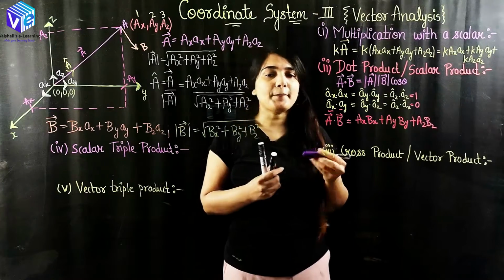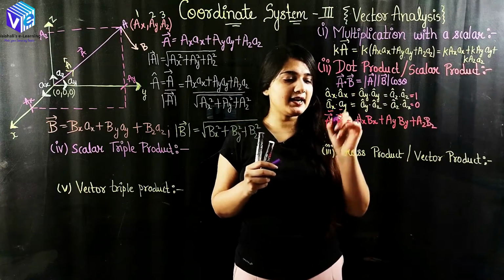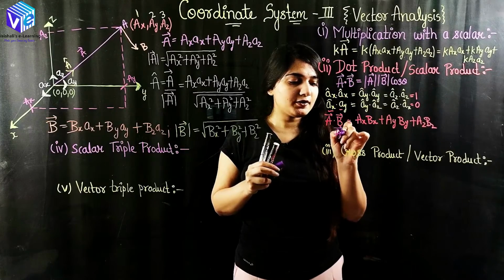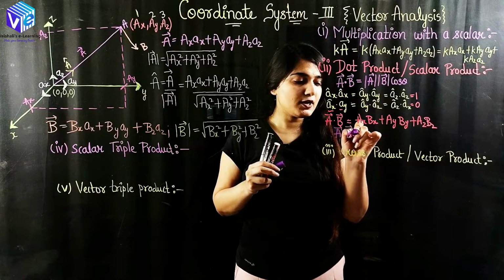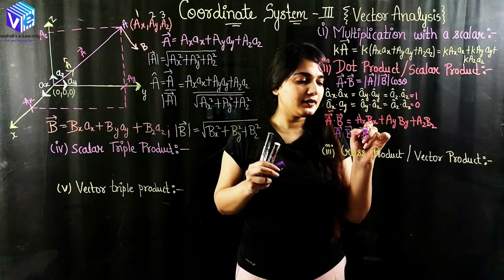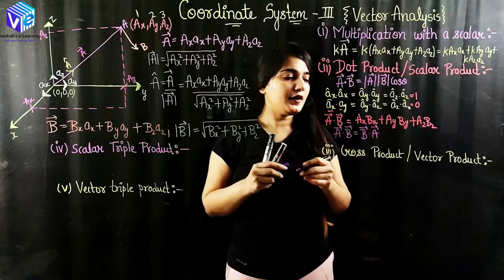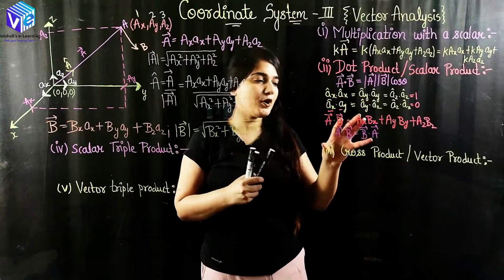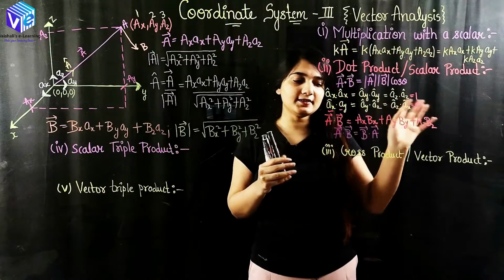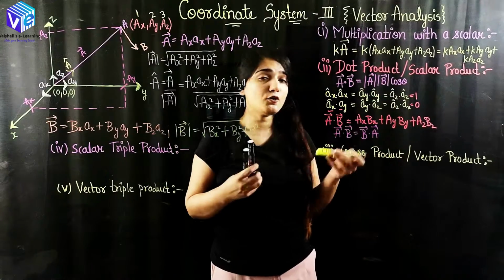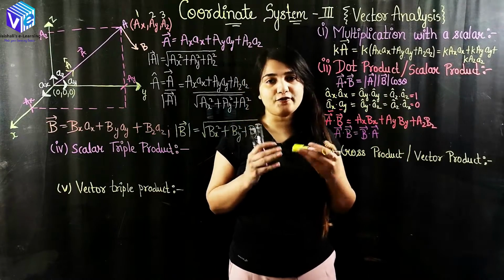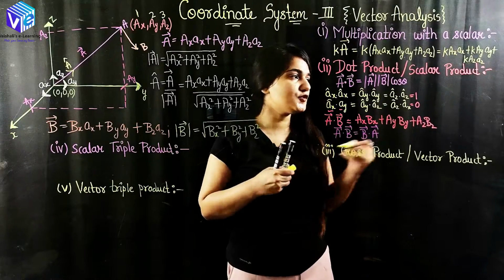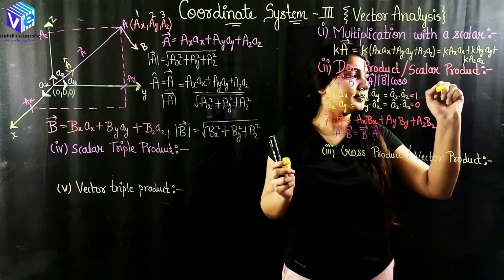Now coming to the property. The property is that a vector dot b vector is equal to b vector dot a vector. Okay, so this is the commutative property. Now coming to the use of dot product, where it is used. It is used to find out the projection.